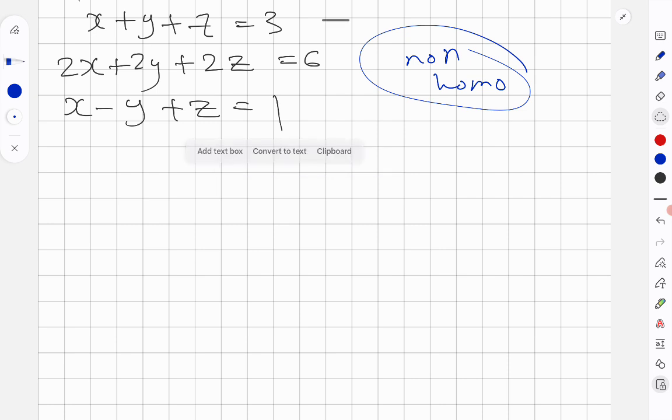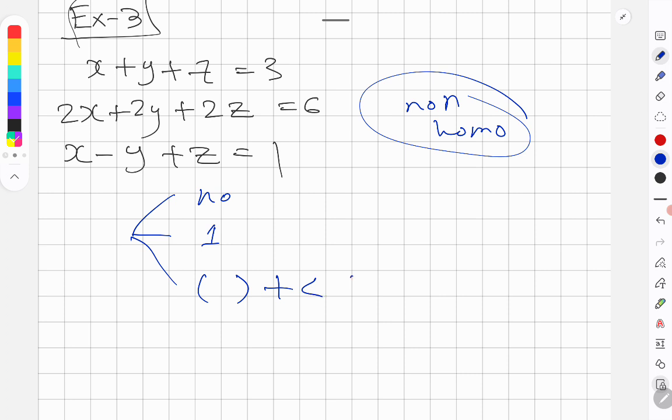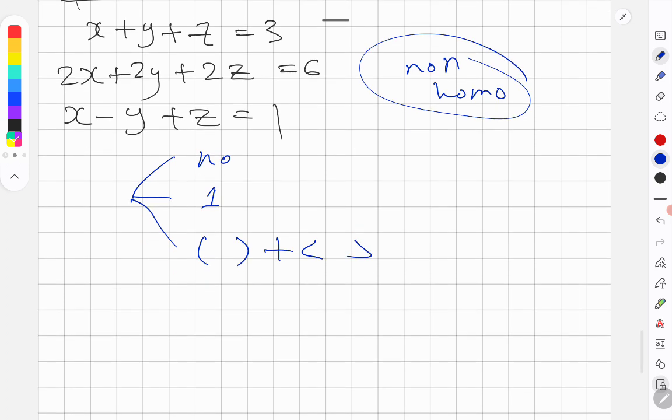I think it didn't copy. Okay, leave it. So there are three possibilities. One is no solution, one is one unique solution, and the other one will be a particular solution plus infinitely many solutions. So this could be any of these. Let's solve and check it out. It's 1 1 1 3. All the constant terms you need to write at this side.